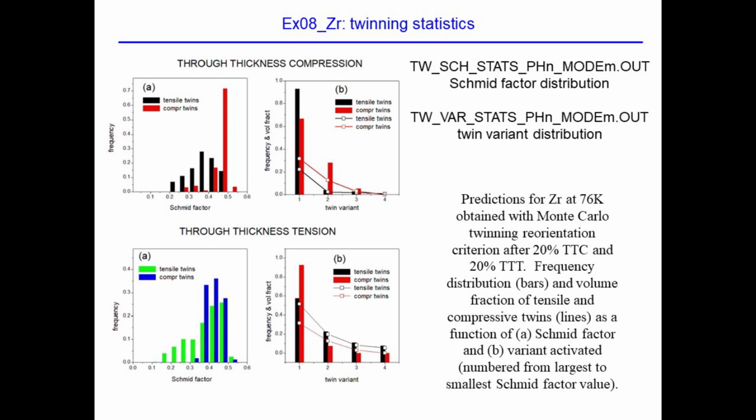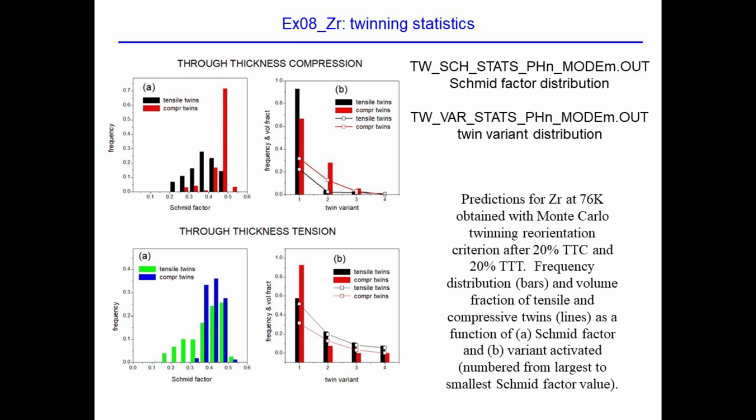So what you see here is that for the tensile twins, the black bars show the volume fraction of grains that have twins after the 20% deformation, and those grains are not the ones with the highest Schmidt factor, but the ones with Schmidt factors of the order of 0.4. However, for the compression twins, most of the volume fraction is for grains that have a high Schmidt factor.